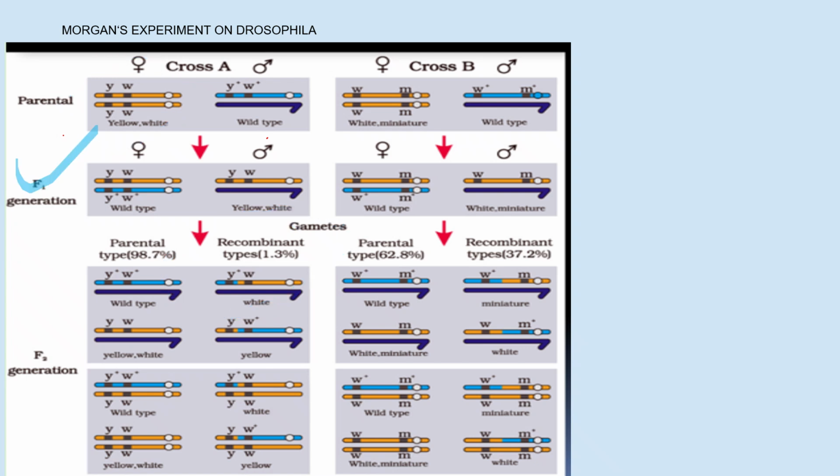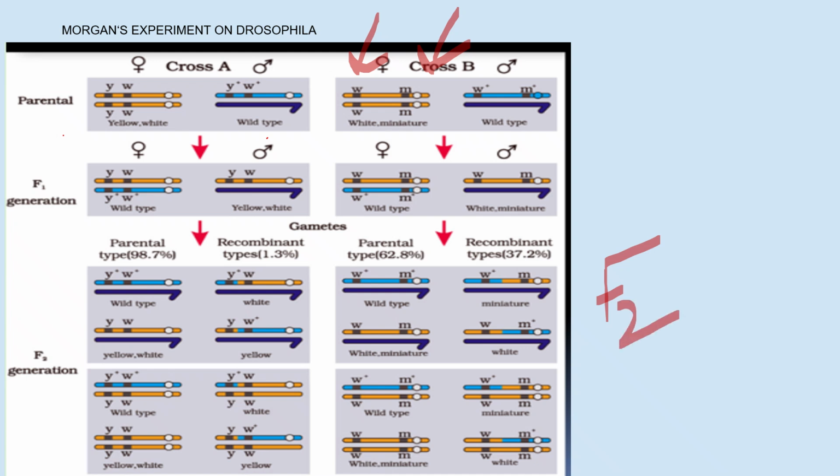Now I want you all to focus here on cross B. Now we see cross B, and we are considering two other genes. One is for eye color, W, and the other one is for body size. I'm sorry, body size. And then you will be able to see that these two genes are quite away from each other, and you can see the parental in the F2 generation.